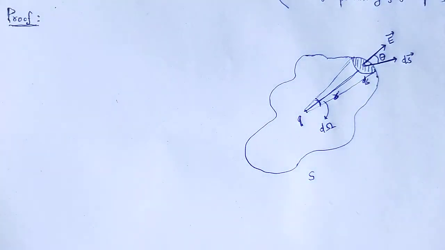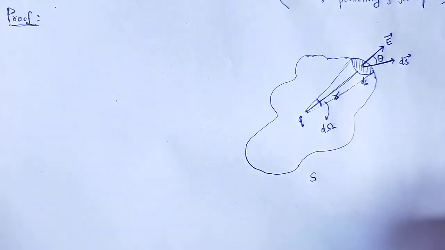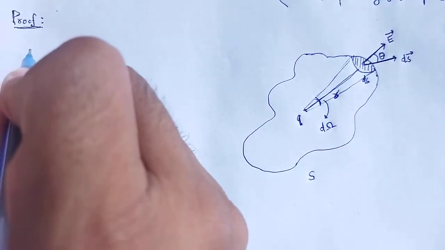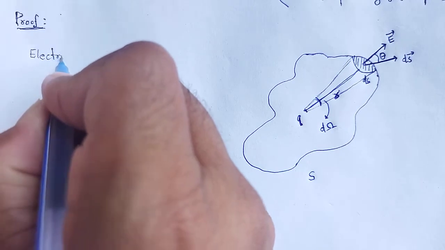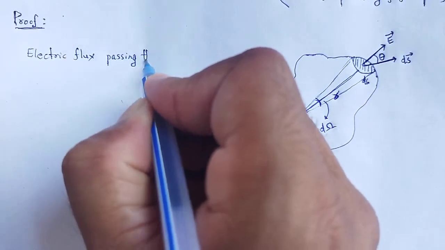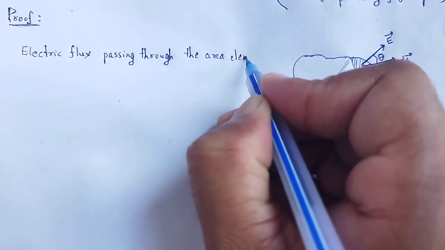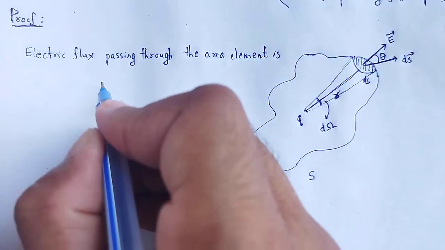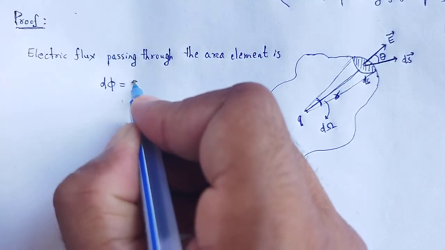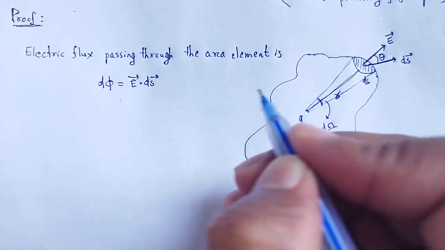Now we have to calculate the electric flux. First we calculate the electric flux passing through the area element ds, then integrating we find the total electric flux. The electric flux passing through the area element is, let d phi equal to E dot ds, electric field intensity dot area vector ds.